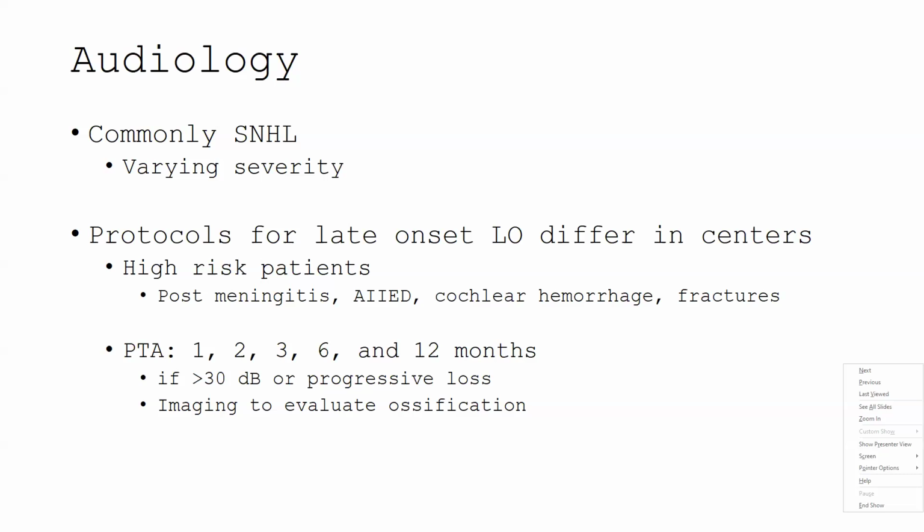Some centers will suggest screening audiograms. In one center, a suggestion was made that after the patient has had their initial insult, for example meningitis, and we have imaging that doesn't show ossification, we try to catch the drop in hearing. They are suggesting screening at 1, 2, 3, 6 months, and 1 year after the insult. If at any one of these tests you have more than 30 decibels of hearing loss or a progressive hearing loss, then you need to get imaging to evaluate for ossification. Like I said, this is not standard, and different centers have different protocols on how this is managed.